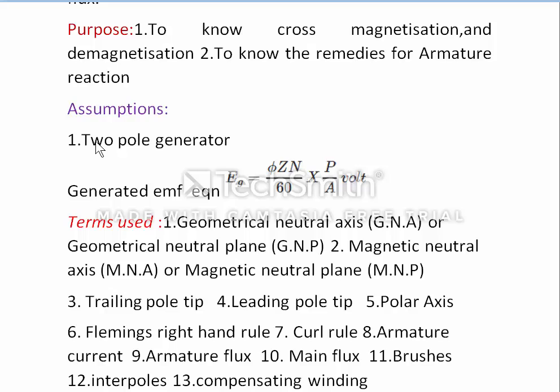Assumptions. For simplicity, here I am taking two-pole generator. The generated EMF equation is given by phi Zn by 60 into P by A.